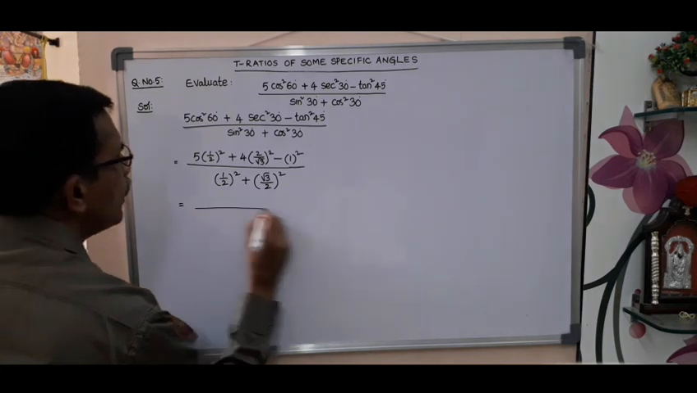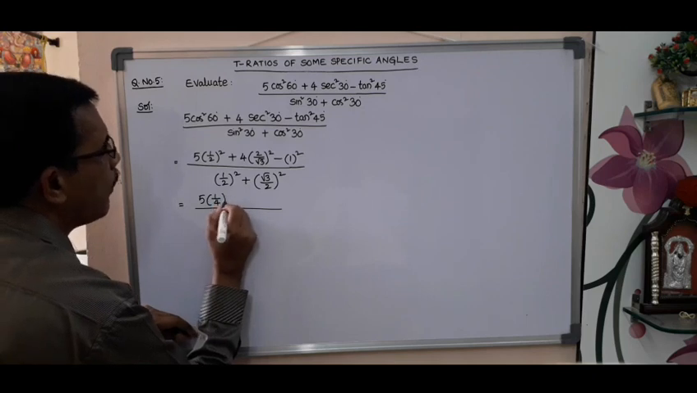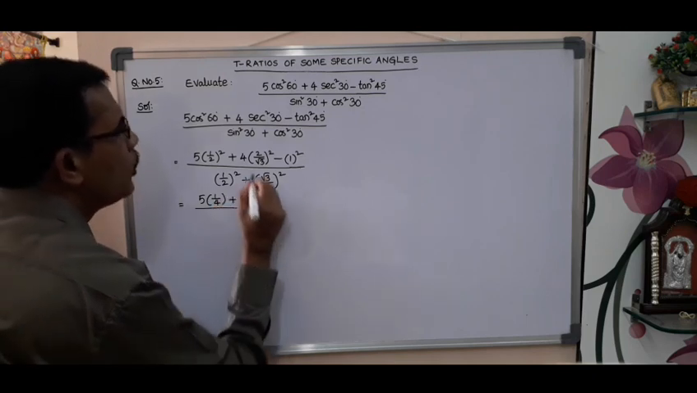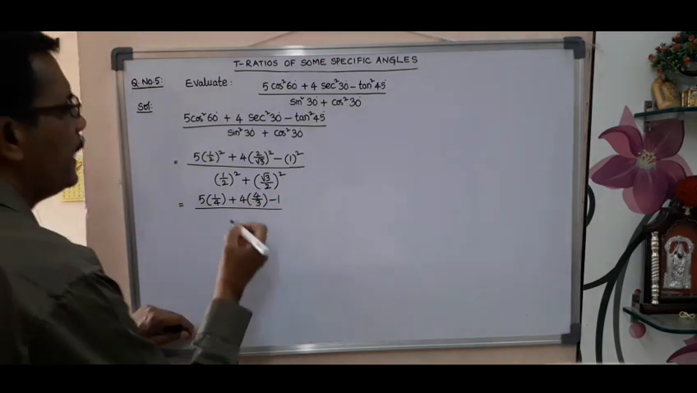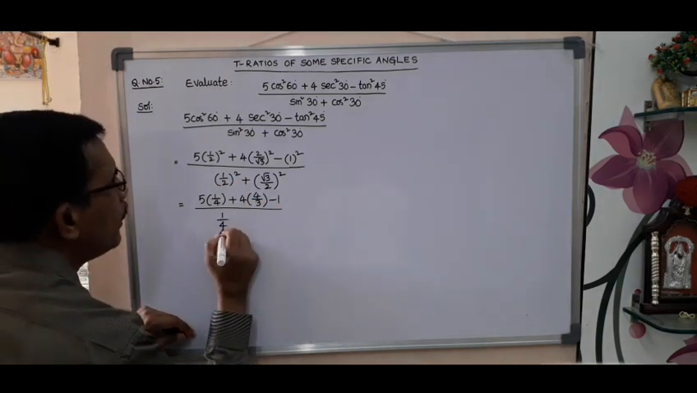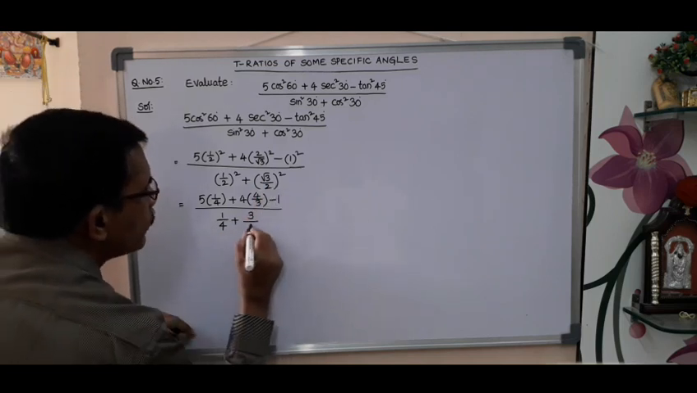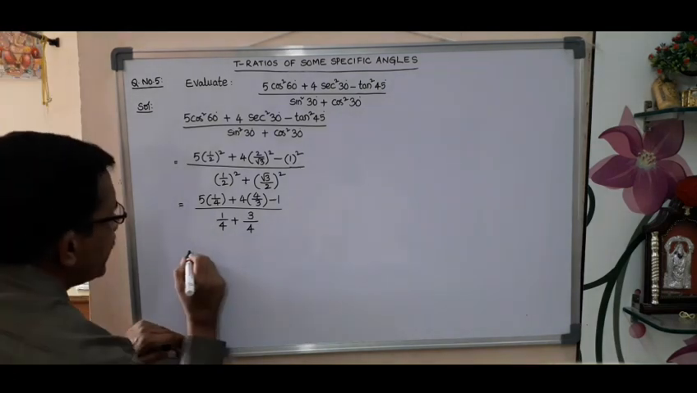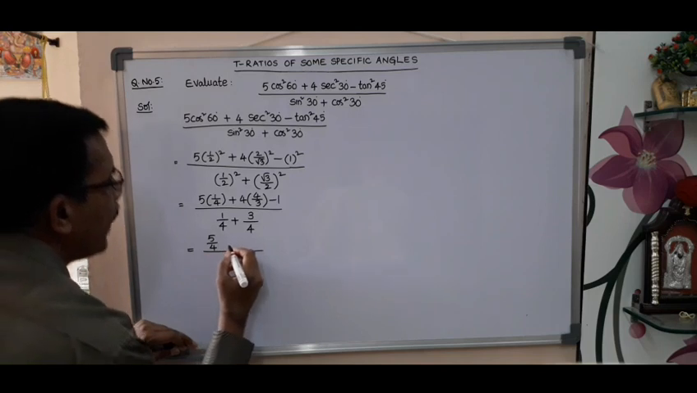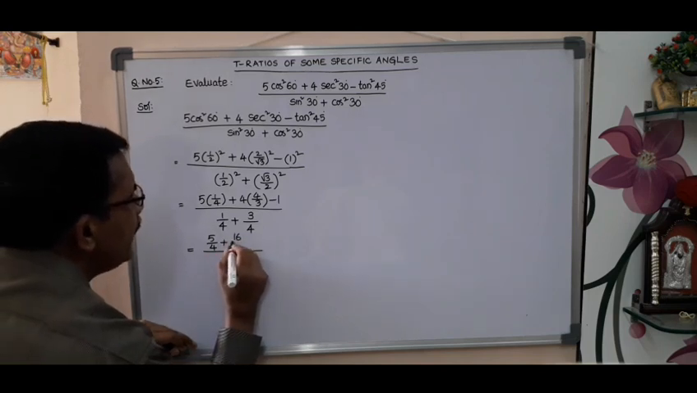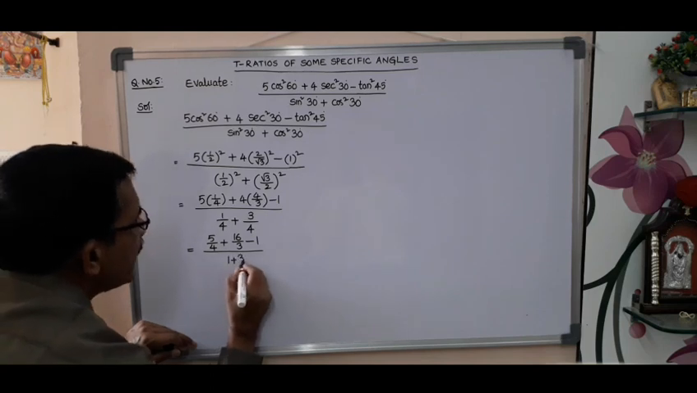That is equal to 5 into 1/4 plus 4 into 2 squared is 4, over 3, minus 1. In the denominator, 1/4 plus √3 squared is 3, 2 squared is 4. This is equal to 5/4 plus 16/3 minus 1, over 1 plus 3/4.